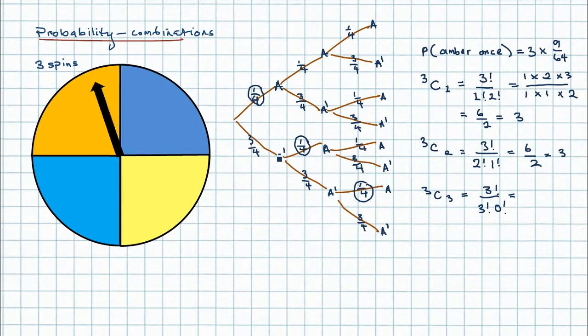But anyway, what would the result be here? Now we should have only one combination. So only one branch will give us 3/4, 3/4, 3/4. Let's see if this gives us 1. Well, 3 factorial is 1 times 2 times 3. 3 factorial is 1 times 2 times 3 times 1. So it's 1 times 2 times 3 divided by 1 times 2 times 3. So in other words, 6 divided by 6 does indeed give us 1.